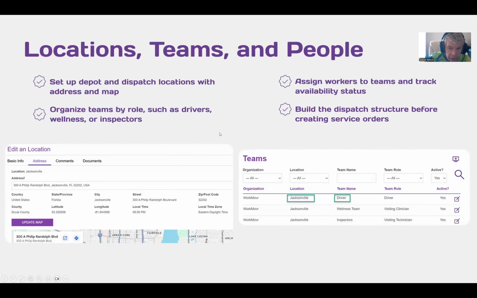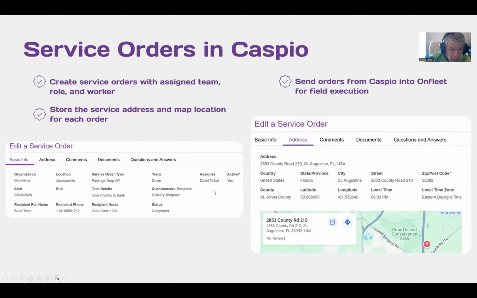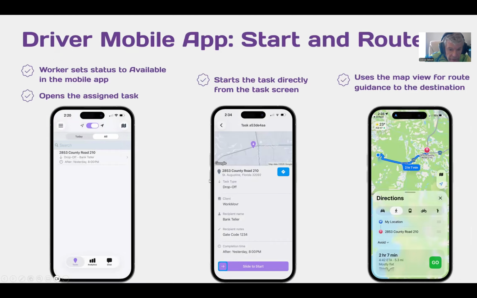And so we have locations, teams, and people. So a location is obviously like in Jacksonville. A team is in Jacksonville, but the team has a role, like they're drivers or wellness or inspectors. And then the people, they get service orders. So you put your service orders in Caspio. Obviously, you need the address, it's pretty important here, and it connects into Google Maps. And then the drivers log on in the morning. The driver has a task here.